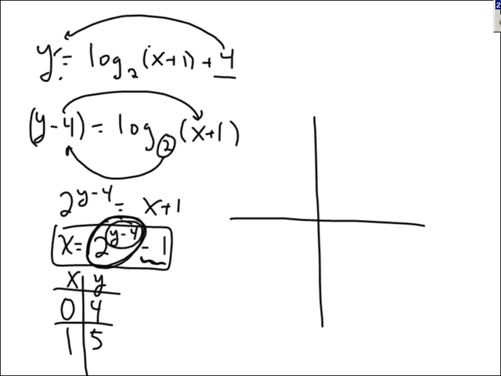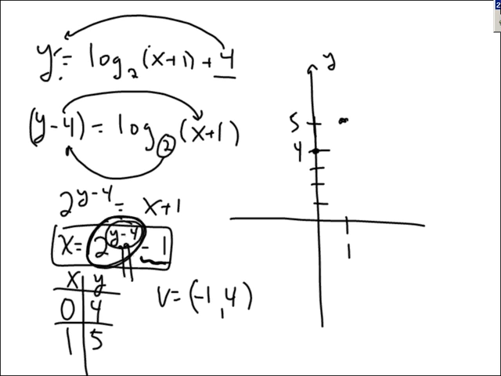When x is 0, y is 4. And when x is 1, y is 1 more. Y is 5. And the vertex is, the x value, what does this say? -1. And what makes that exponent 0? 4. So the vertex is at -1, 4.